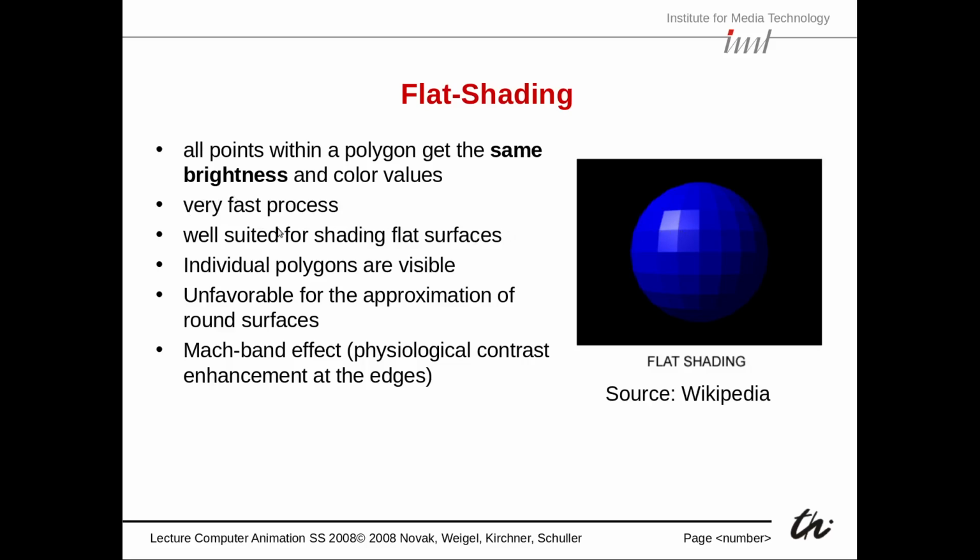This is a very fast process, well suited for shading flat surfaces, but this makes individual polygons visible because of the different gray shades that we get in this way. And that's unfavorable for the approximation of round surfaces as we have here. So we have this so-called Mach band effect. This is the physiological contrast enhancement at the edges. If we have two surfaces with different gray shades, then the eye can easily detect those different gray shades.